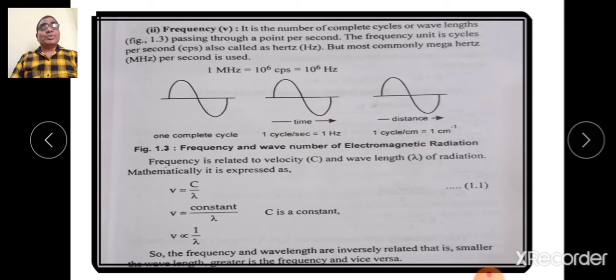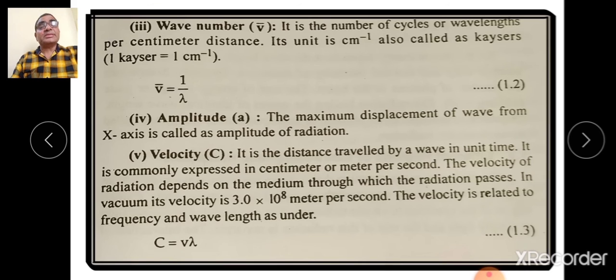Frequency is related to the velocity c and wavelength lambda by the relation nu is equal to c by lambda. As c is a constant, the relation becomes constant by lambda, and therefore frequency is inversely proportional to the lambda. As frequency increases, wavelength decreases, and vice versa. The next parameter is wave number denoted by nu bar. It is the number of cycles or wavelengths per centimeter distance. Its unit is per centimeter. The wave number is related with wavelength by the relation nu bar is equal to 1 by lambda.